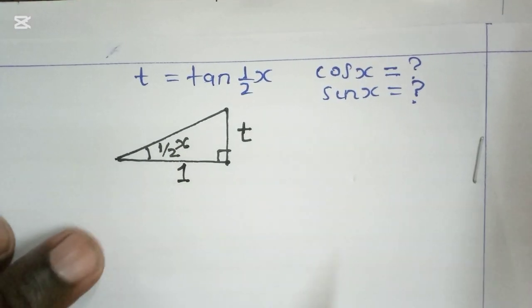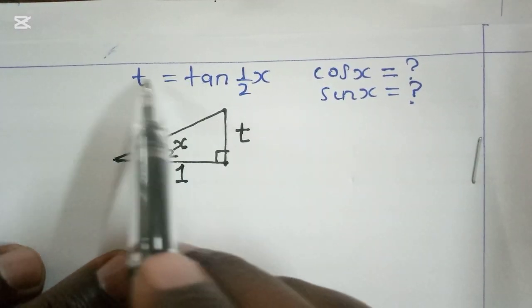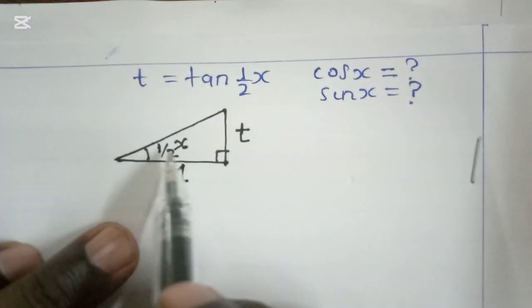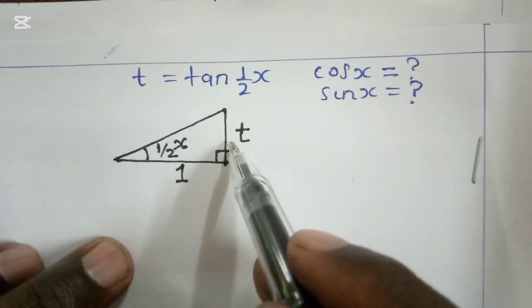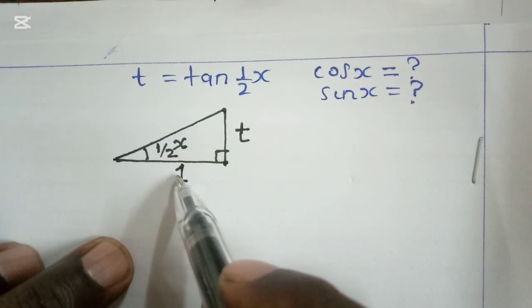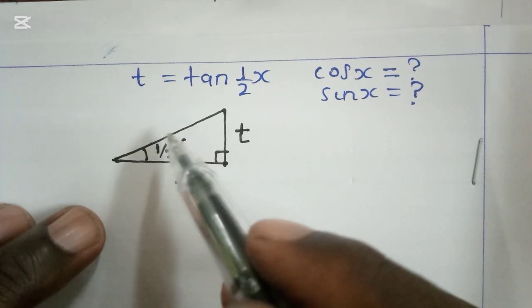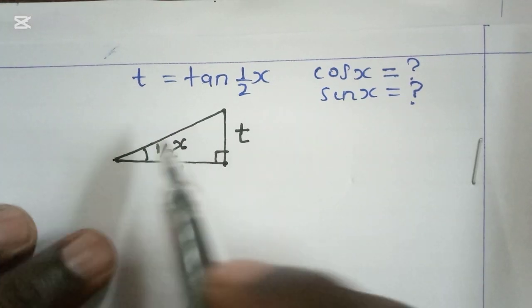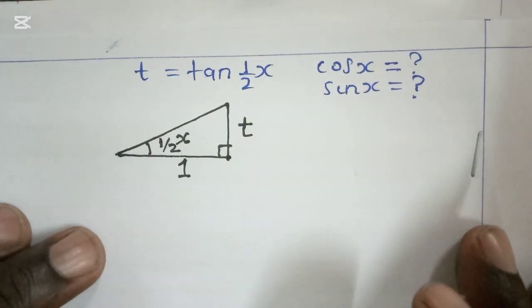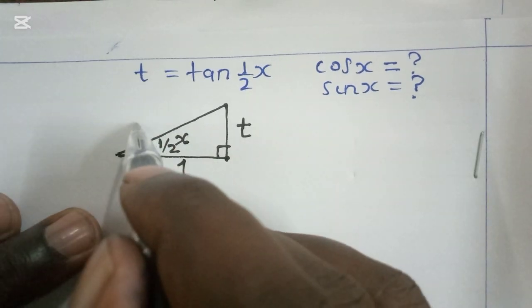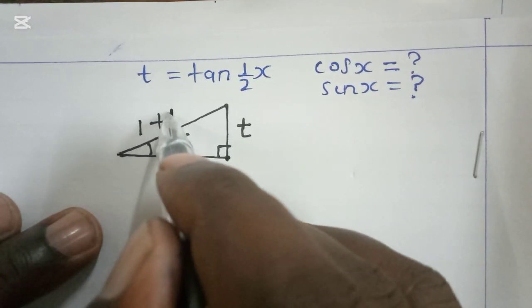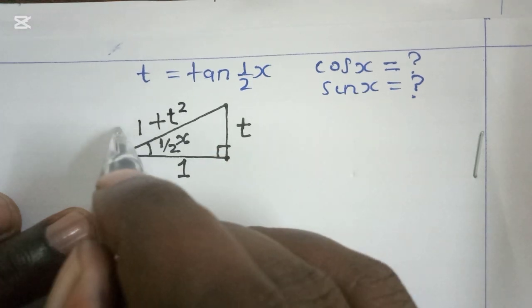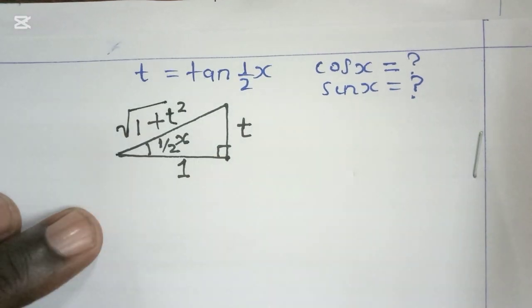So once we do that, guys, this equation is fulfilled because we have tan half x is equal to opposite, which is t, over adjacent, which is 1. And so therefore, guys, we can find this side by using the Pythagoras theorem. This side is going to come to the square root of 1 squared plus t squared, like that.